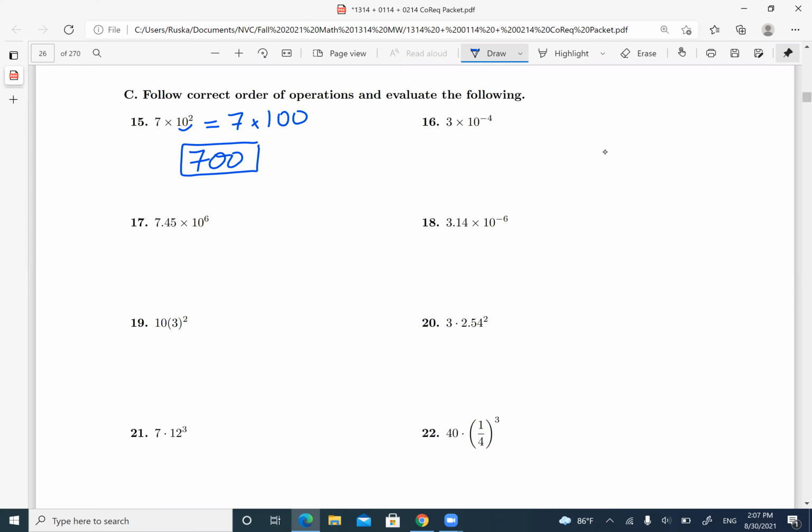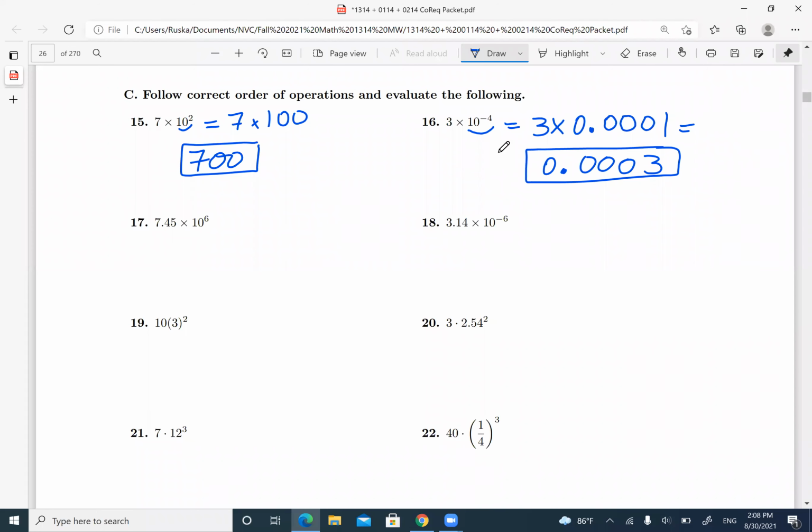So let's do 16. I have 3 times 10 to the negative 4. We're going to do that first. I'm going to keep 3 times, and then 10 to the negative 4 is going to be 0. How many zeros? 3 zeros. Good job. And 1. And then when I multiply 3 times this, everything is going to stay the same. Just 1 is going to multiply by 3, because 0 times a number is 0. So I'm going to get 0.3 zeros, and then 1 times 3 is 3.